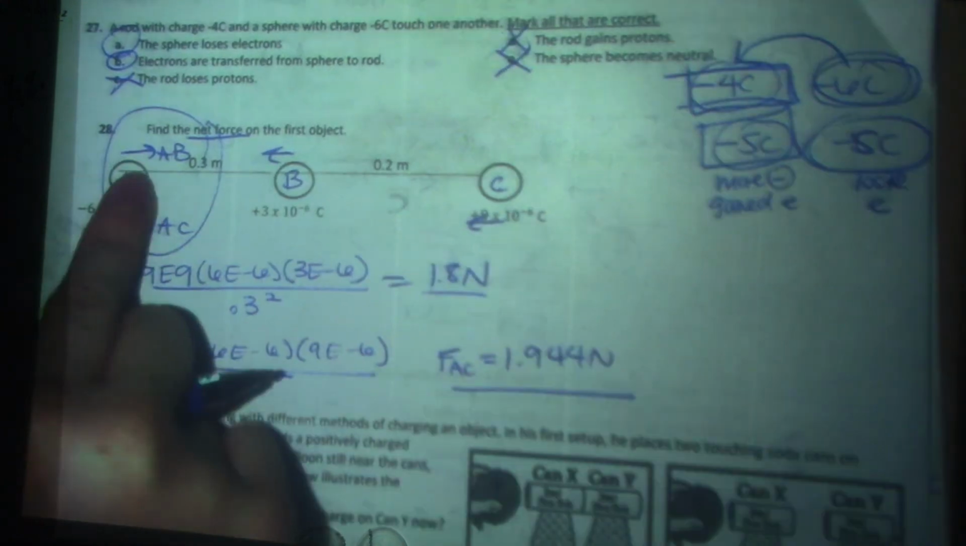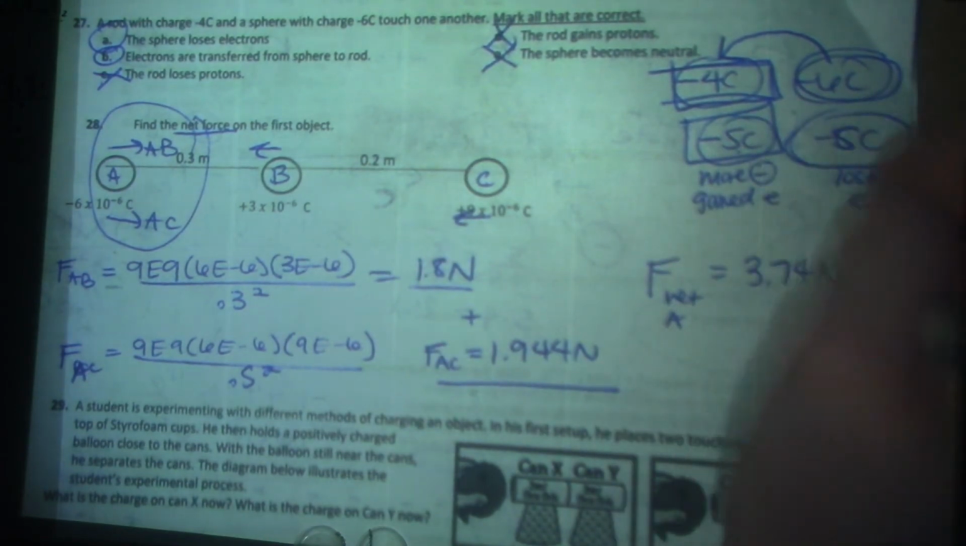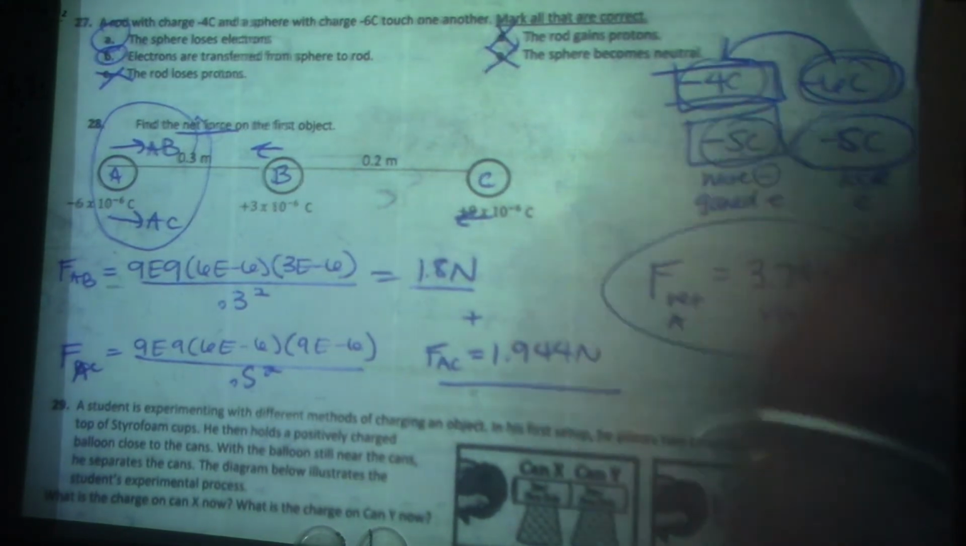Well, if you look at A, the force between A and B is going to the right, and between A and C is going to the right. So if they're both in the same direction, you're just going to add these two. And that's going to get me a net force on A of 3.74 newtons to the right, because two forces to the right means it ends up to the right.